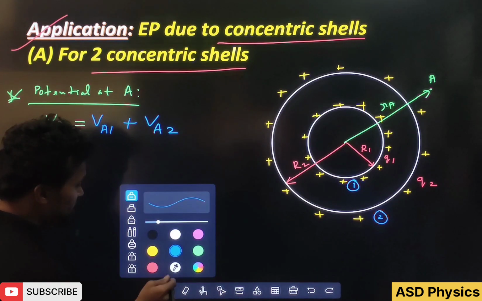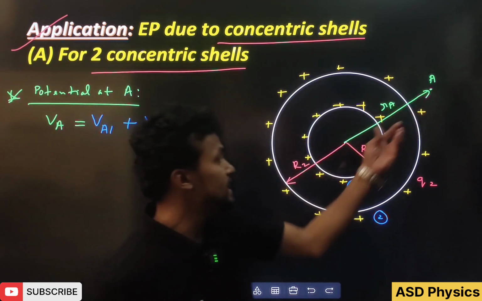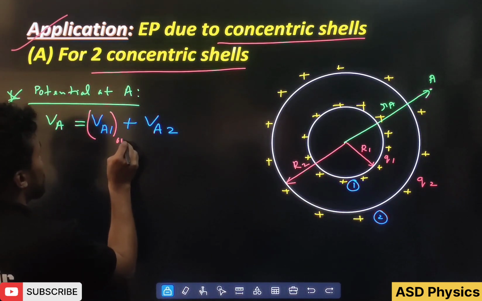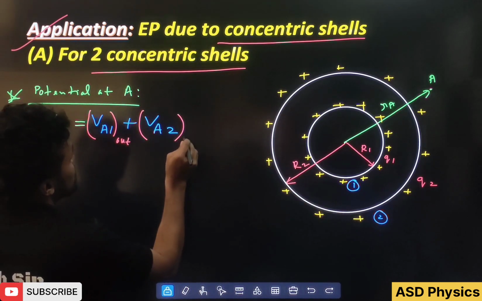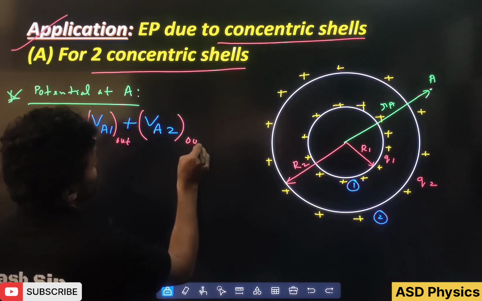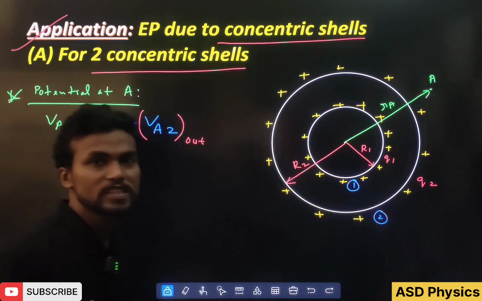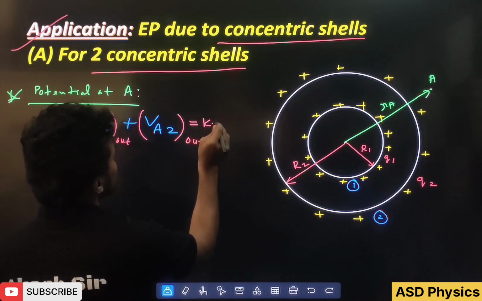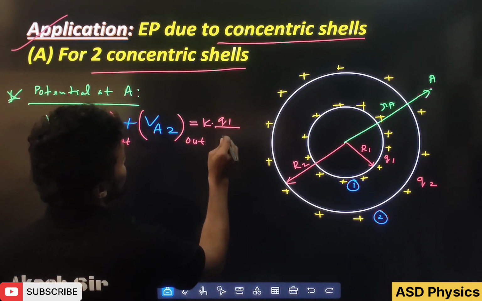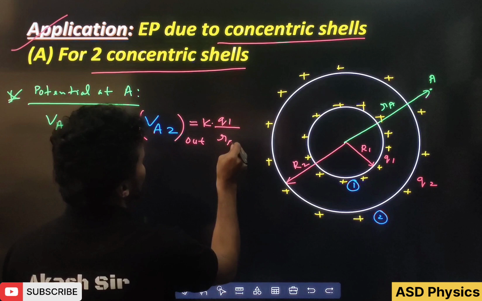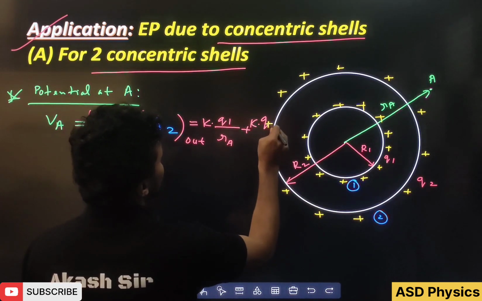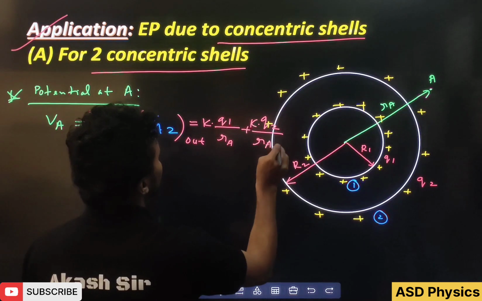So students, just tell me here. Point A with respect to 1, outside or inside? Outside. Potential at point A due to 2 also? Outside. So whenever outside is there, we have to use the actual length here. So what will it become? Let me write directly: K into Q1 by RA, plus K into Q2 by again RA.